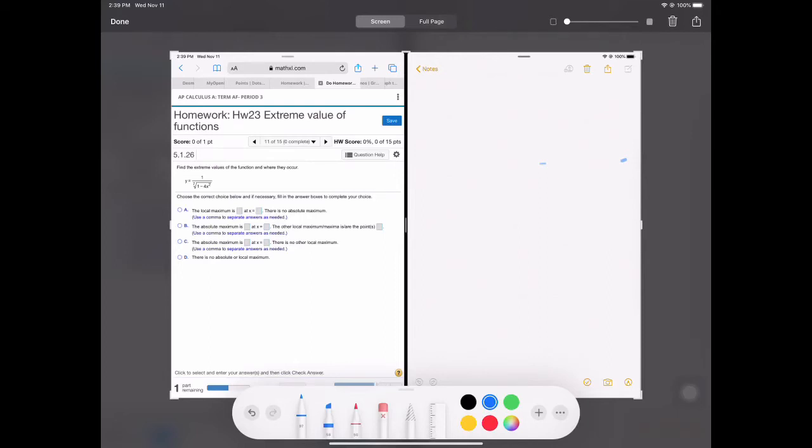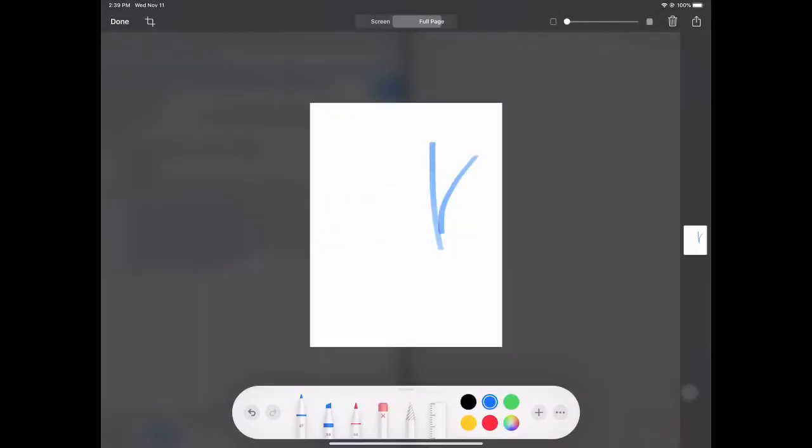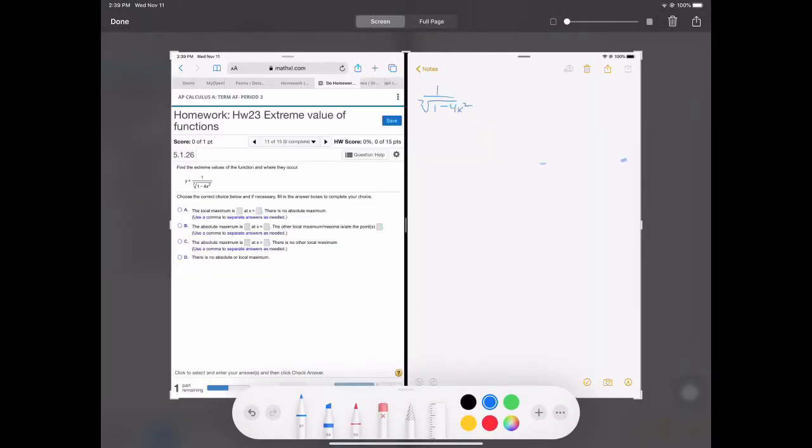So the problem is 1 over the 7th root of 1 minus 4x squared. Nope, can't change that. Okay. They say find the extreme values of the function and where they occur. So we're going to look for critical points.